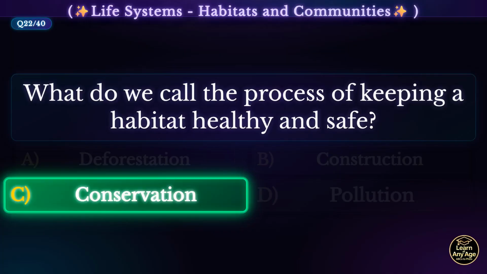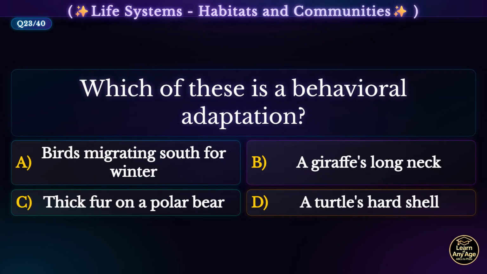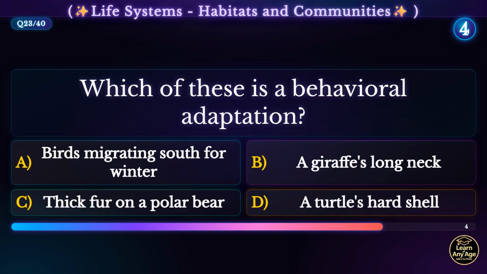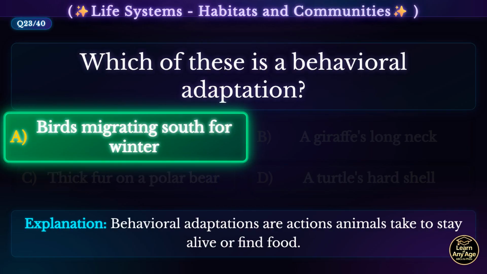Conservation. Conservation includes recycling and protecting endangered species. Which of these is a behavioral adaptation? Birds migrating south for winter. A giraffe's long neck. Thick fur on a polar bear. A turtle's hard shell. Birds migrating south for winter. Behavioral adaptations are actions animals take to stay alive or find food.